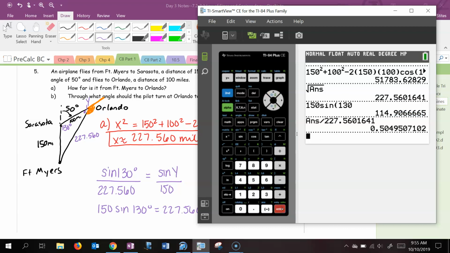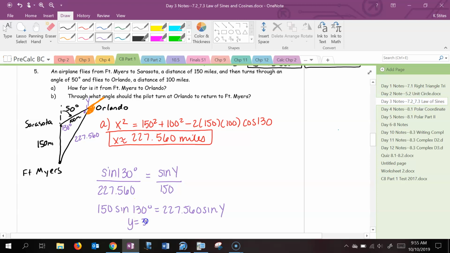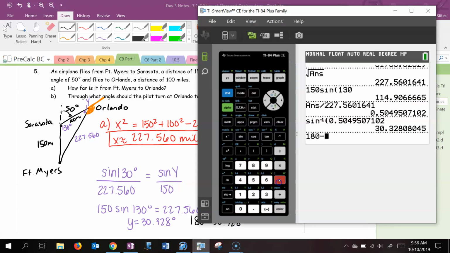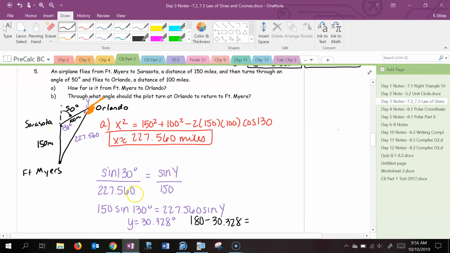and that's your sine of y, so we will need to do the inverse, and notice your sine is pretty much a half. So we are right around 30 degrees, 30.328 degrees. But we want the angle on the outside, so we will need to subtract from 180 to get that. So your answer is 149.672. Ta-da! Okay, I hope that was very exciting.